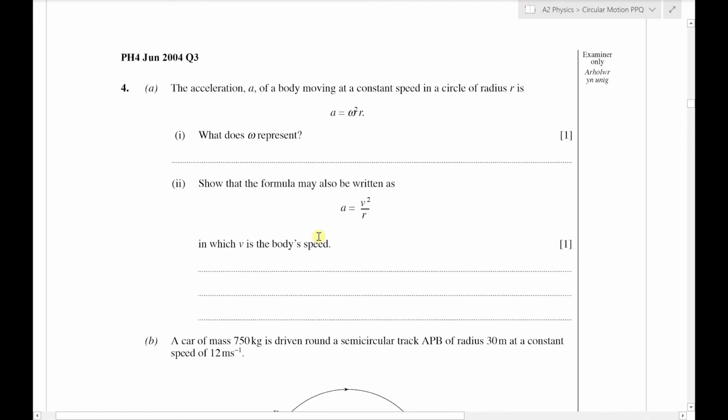Welcome to another WJEC A level physics question. This time it's PH4 from June 2004, question 3, a question on circular motion, which is nowadays found in Unit 3.